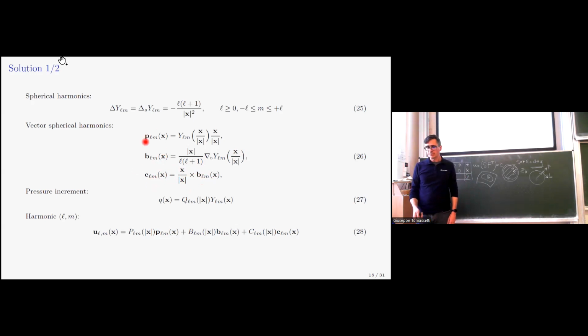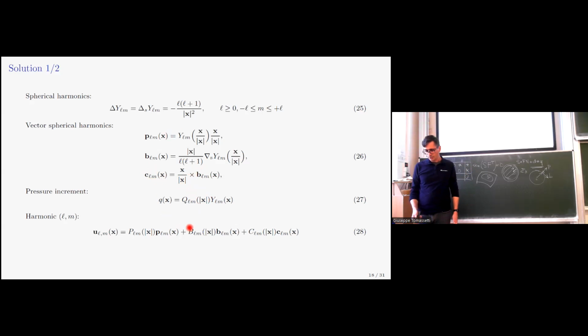And it can be shown that this is also a complete system. The property of B and C is that B is curl-free, because it's the gradient of something, while C is divergence-free on the surface, because it's obtained by rotating the gradient of something.